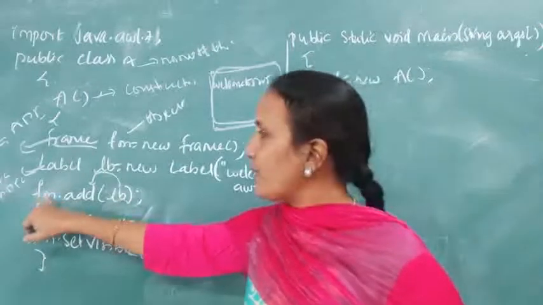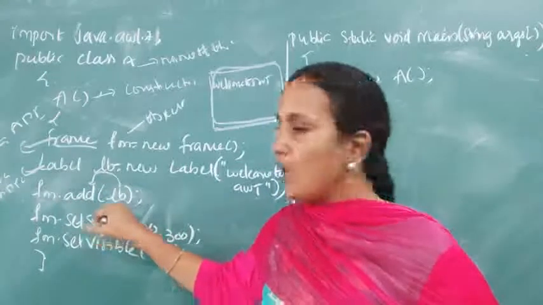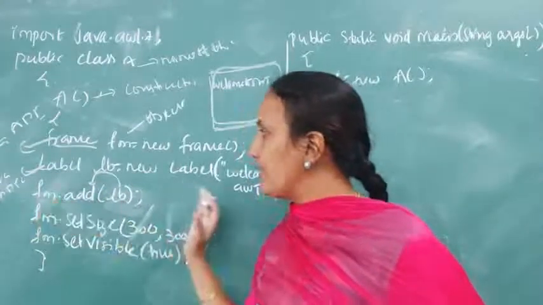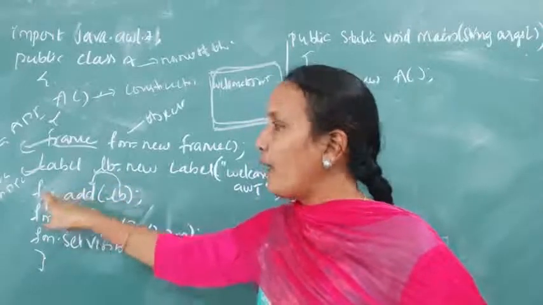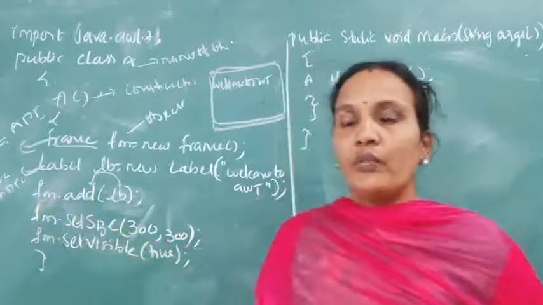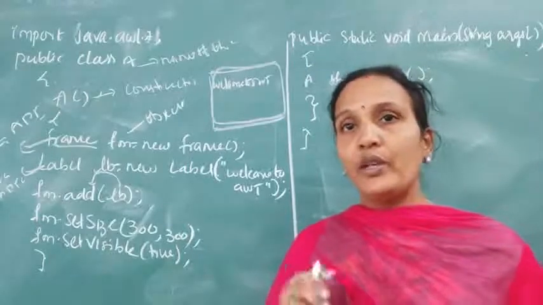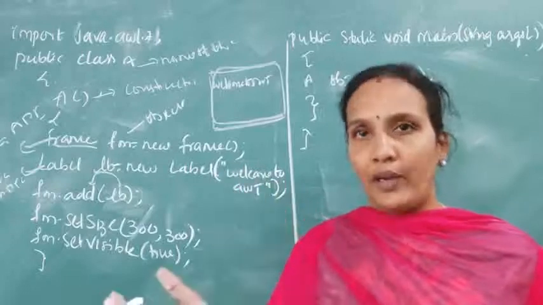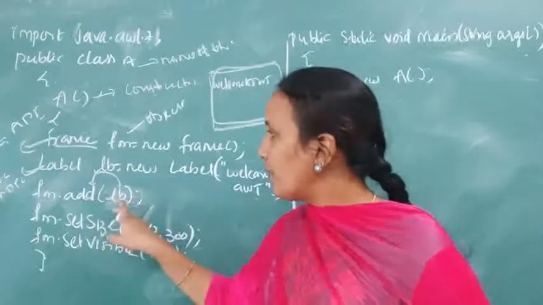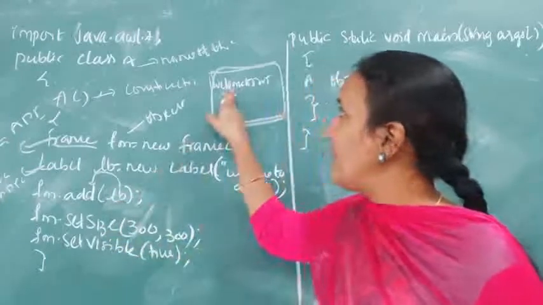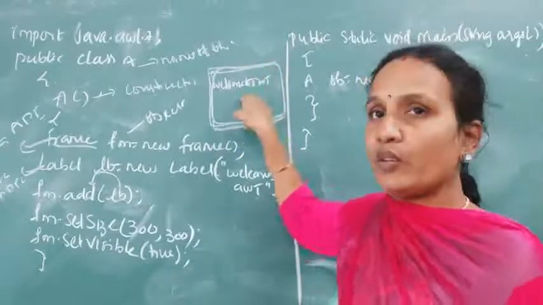So, here FM represents a frame, LB represents a label, and the execution goes from the right. So LB is added where? On the frame. So first you need to create the frame. After creating the frame, you need to add the components to the frame by using the add method. Now the label is added on the frame. This is the frame. Label is added on the frame.